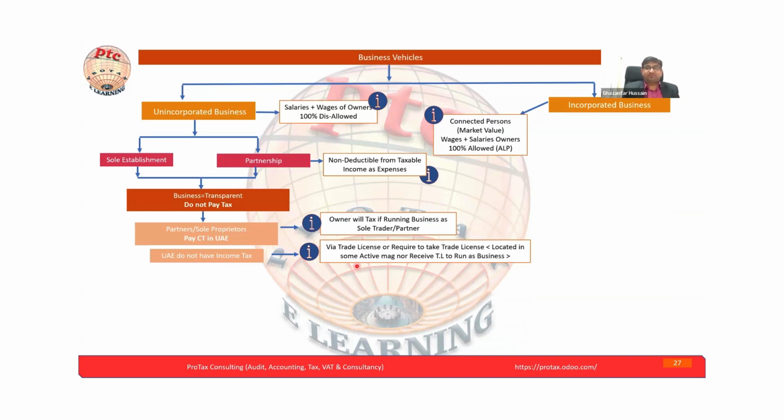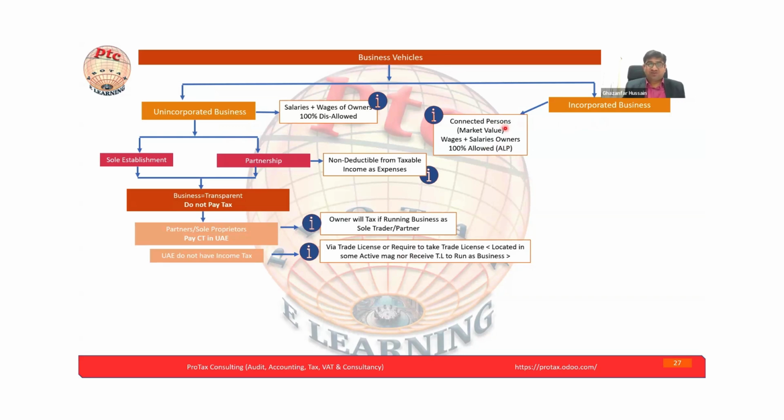Even during the last session, we saw some questions. How about the salaries and wages in the businesses? For unincorporated business we discussed they are disallowed, but in an incorporated business, a juridical person, they are allowed. But here there is still the arm's length principle. What is the arm's length? For the employees, 100% will be deductible.